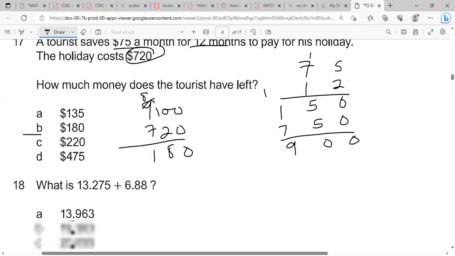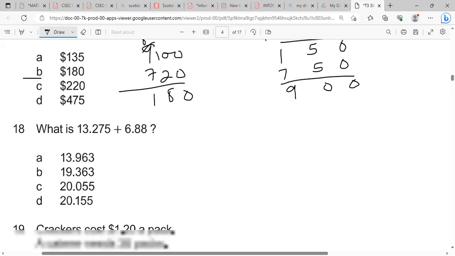All right, let's go on to 18. And it says, what is 13.275 plus 6.88? Work out that and let me know in the comment section.